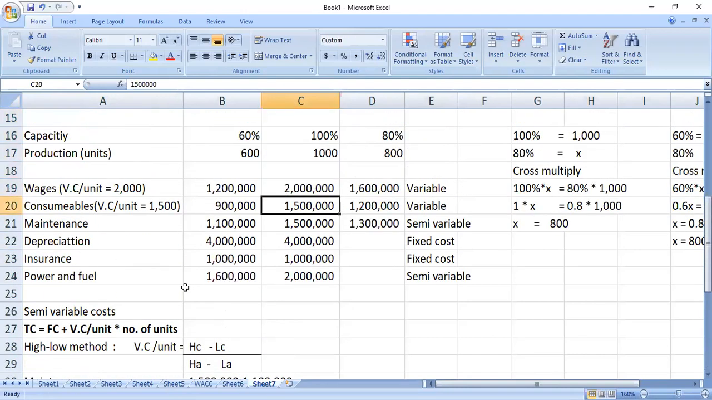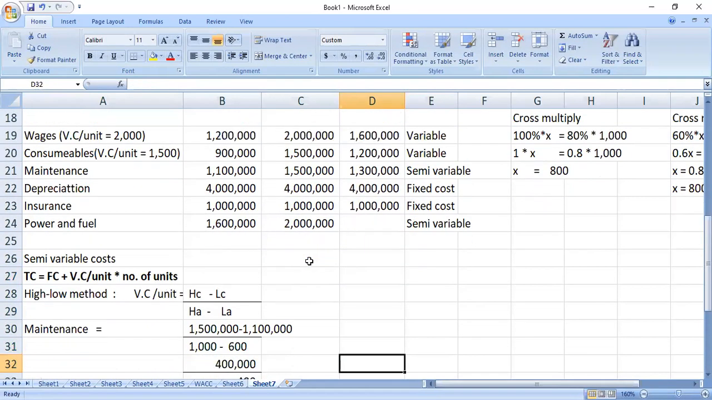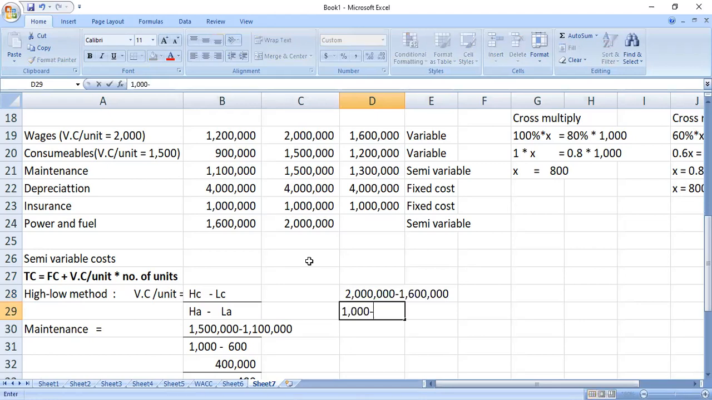Brandon, sorry about that. Now for fixed cost, it just remains the same. 4M, you bring 4M. 1M, you get 1M. You have another semi-variable cost here. You do the same thing. We're saying high, which is 2M, minus low, which is 1,600, divided by the level of activity, which is 1,000 minus 600.